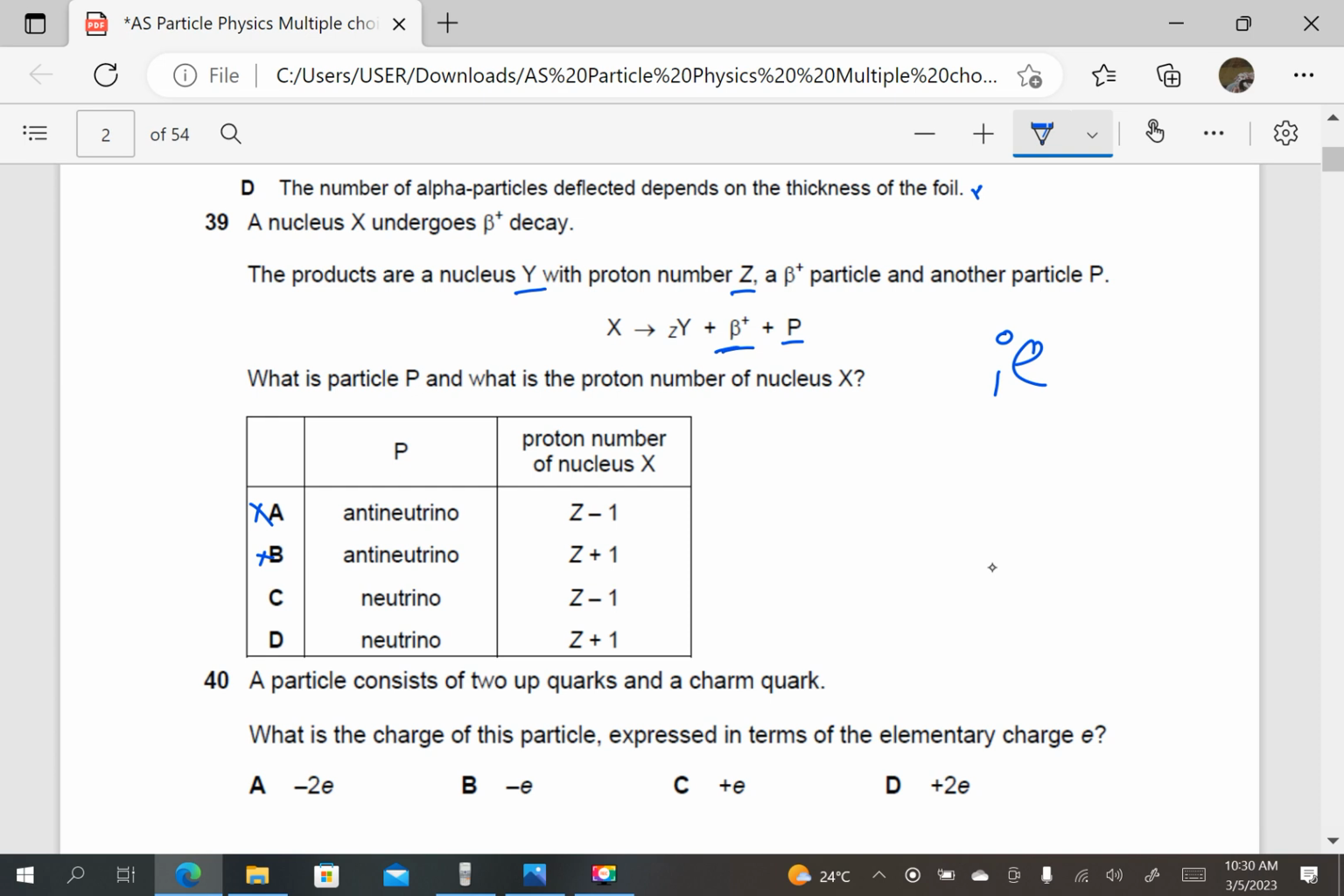So the question is, what is the particle P and what is the proton number of nucleus X? If I try to write this, X gives us Y with proton number Z, plus beta plus, which is 0, 1, plus P, which is the neutrino. So it means here the proton number of X should be Z plus 1, so that when we combine this, the proton number is balancing. Therefore, the answer is going to be D.